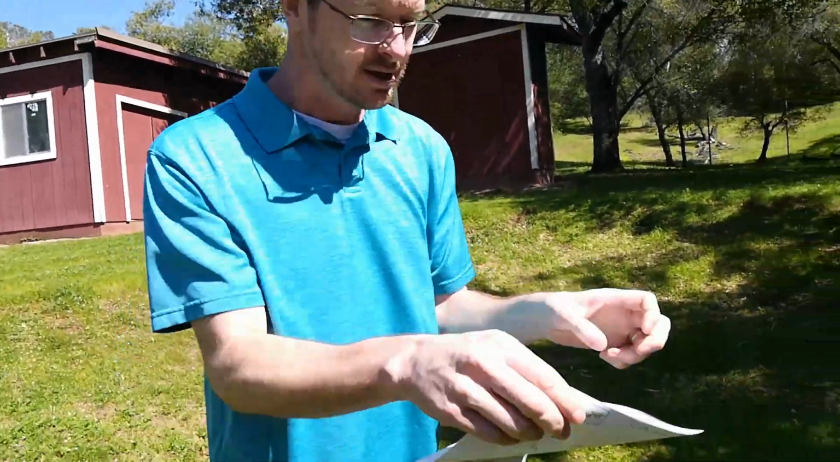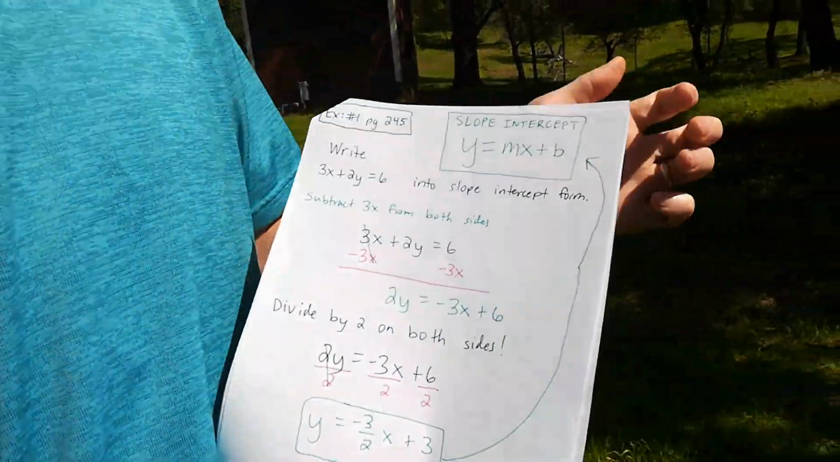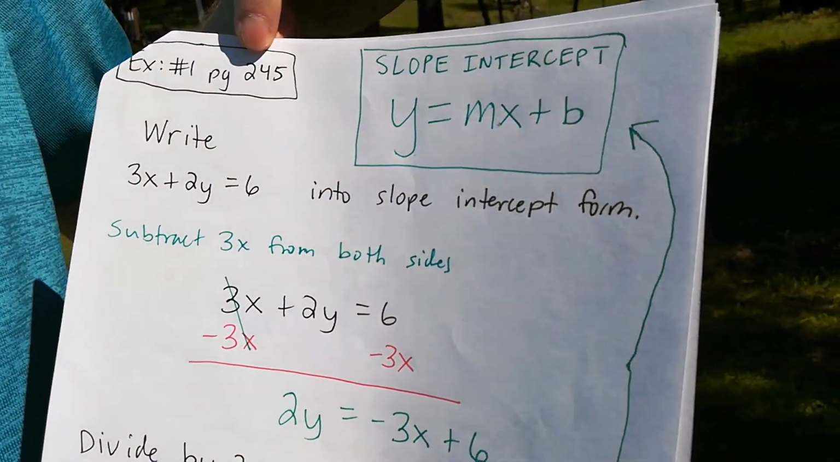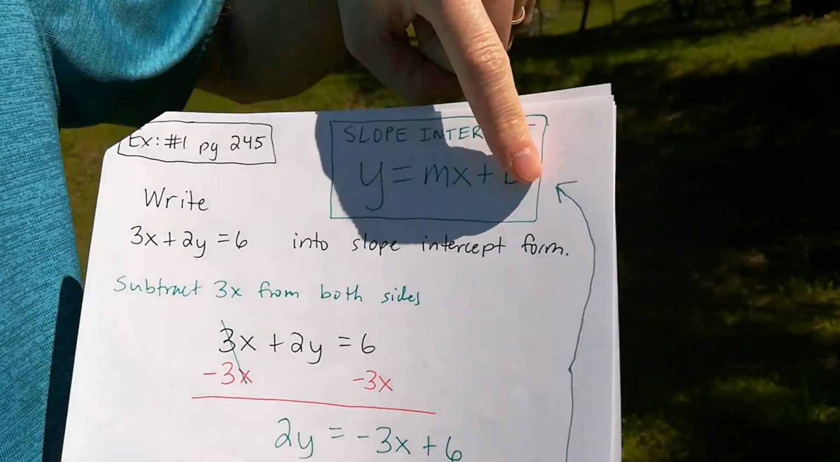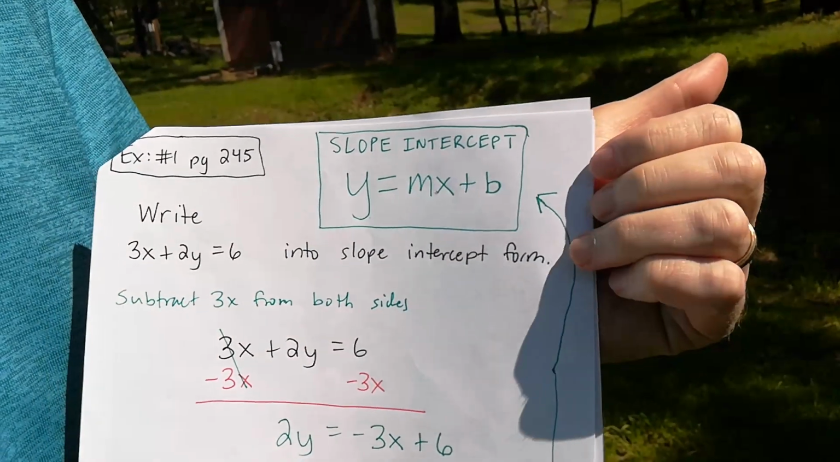All right, here we go. We're going to start here. This is example number 1, page 245, and this is the most important, beautiful equation we have. y equals mx plus b.